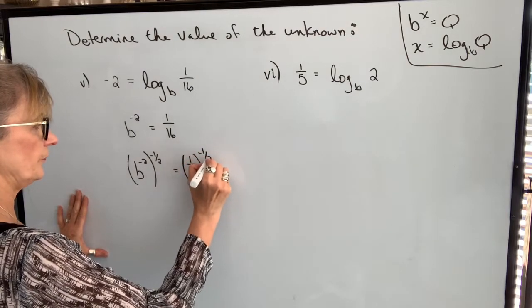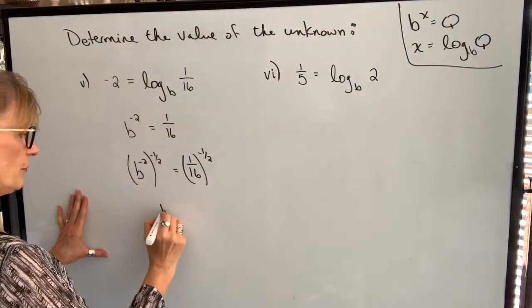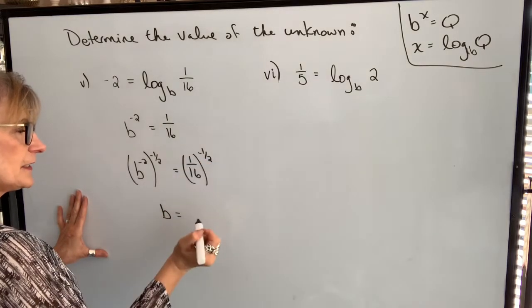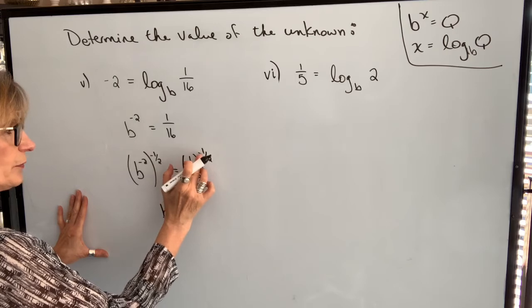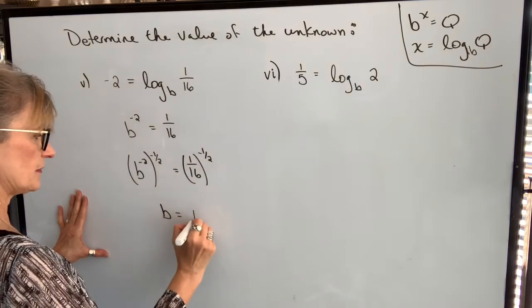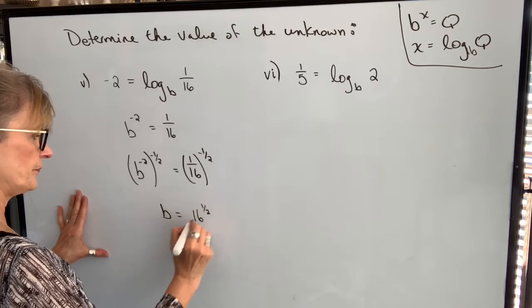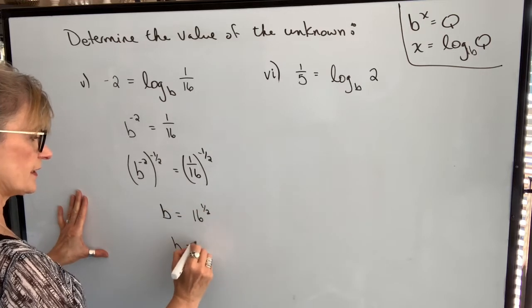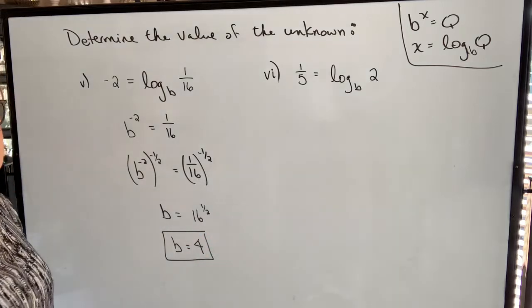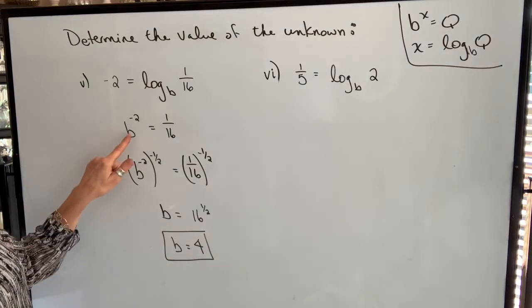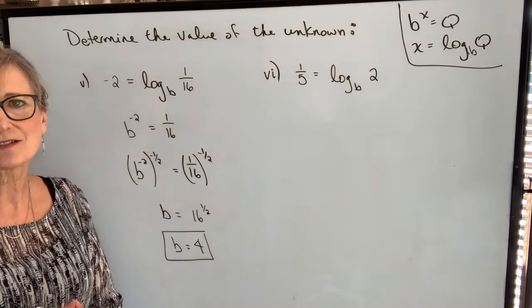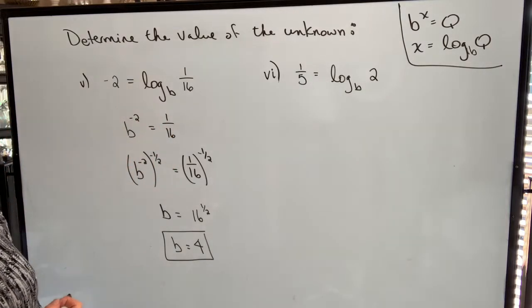So we're going to get b to the 1 power will equal... First of all, I'm going to deal with the negative exponent. When we have a negative exponent, we take the reciprocal of our base. So that becomes 16 to the 1/2, which is like the square root of 16. So our base must be 4. And we can check it. Does 4 to the negative 2 equal 1/16? Yes, it does. So we know it's correct.